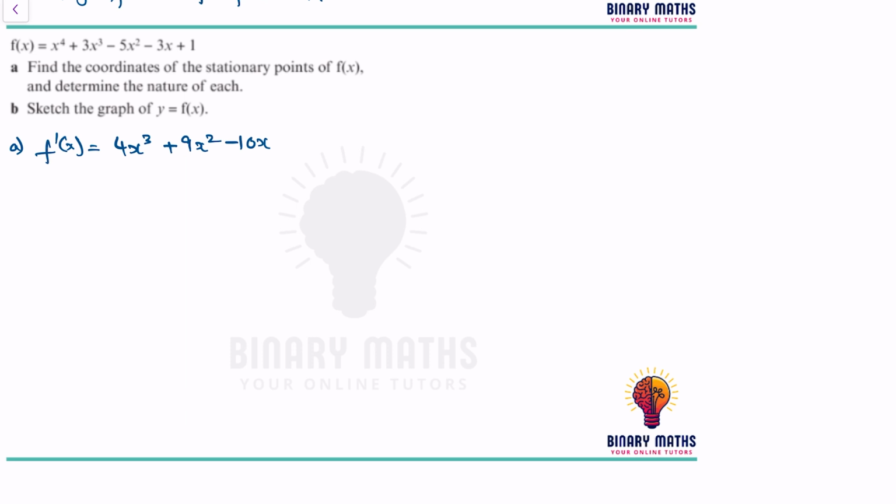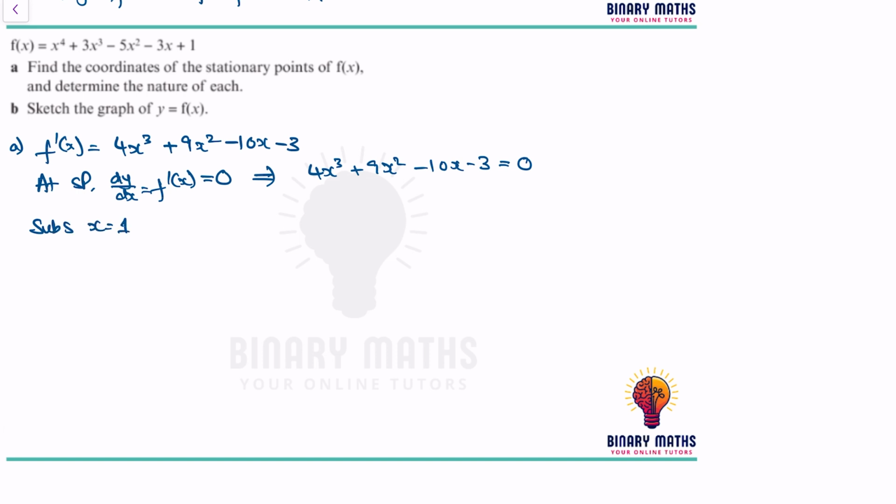At a stationary point, dy/dx, which is equal to f dash of x, in this case, is equal to 0, which implies 4x cubed plus 9x squared minus 10x minus 3 is equal to 0. Now I know it's a cubic, so if I need to solve a cubic, I need to use trial and error to find a root of this equation. So I'm going to substitute x equals 1, it looks like it's going to work out. Then I get 4 times 1 cubed plus 9 times 1 squared minus 10 times 1 take away 3 is equal to 4 plus 9, which is 13, minus 13 is 0. This implies that x minus 1 is a factor by the factor theorem.